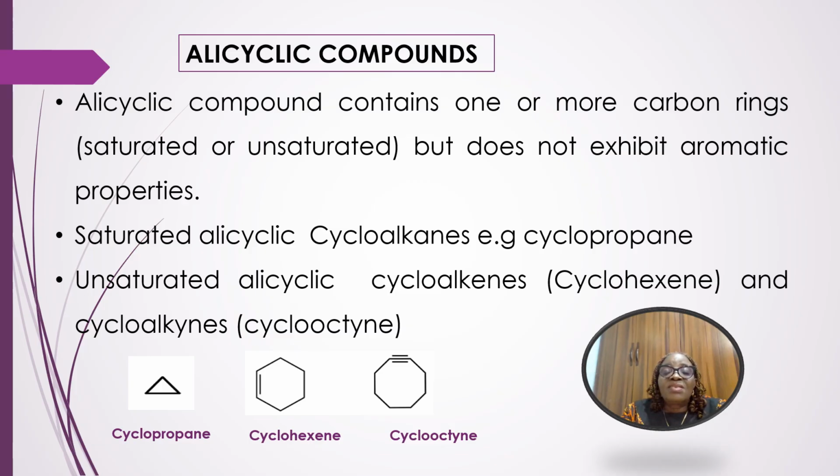In their reactivity, they generally react like their open chain counterpart aliphatic, undergoing addition or substitution reactions. We have the saturated alicyclic cycloalkanes, and we have the unsaturated alicyclic cycloalkenes or cycloalkynes. Examples of cycloalkanes could be cyclohexane, and an example of cycloalkyne is cyclooctane.